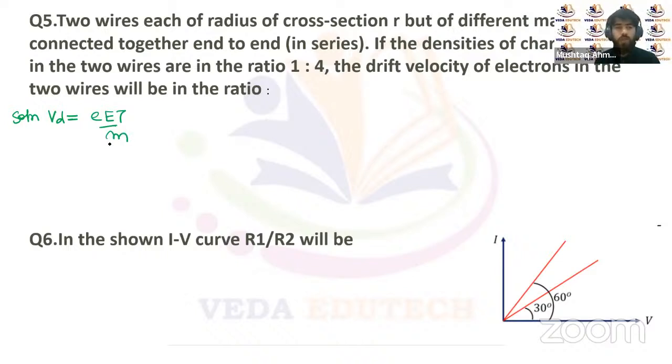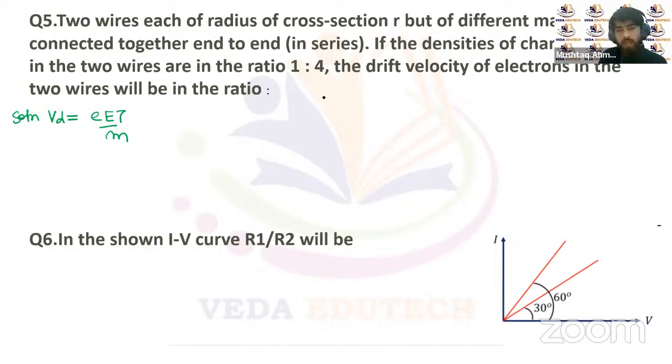So two wires of equal radius of cross section, but of different materials, are connected end to end in series. If the density of charge carriers in the two wires are in the ratio 1:4, the drift velocity of currents in the two wires will be in the ratio?